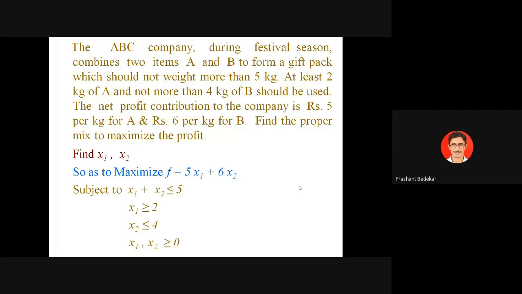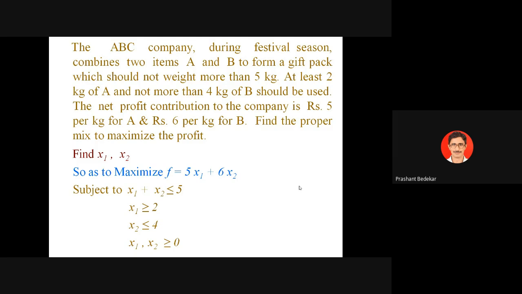So here you can see the first term of the objective function, 5x1, is linear, 6x2 is linear. Likewise in the constraints, x1 is linear, x2 is linear. So you can decide that this problem is a linear optimization problem, a linear programming problem. Linear programming problem means linear optimization problem.